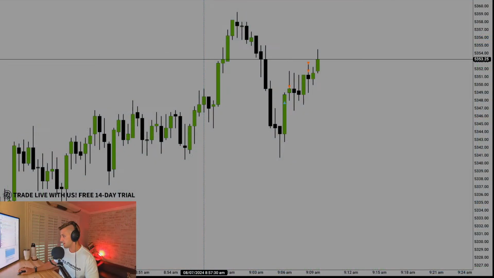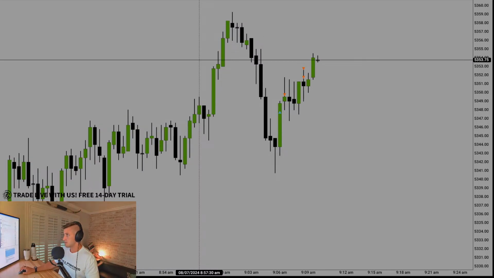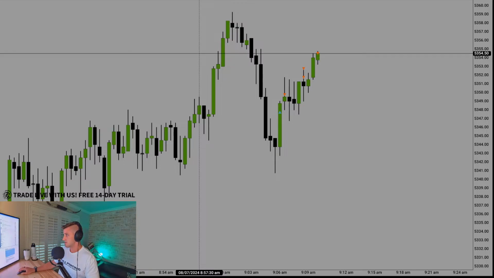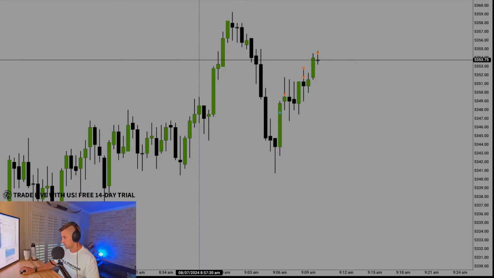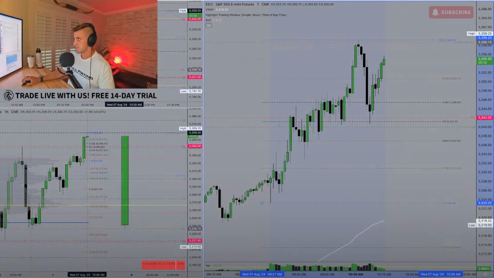Did have to sample some of that ES personally. That was a little too clean to pass on. Took a little more off there. See if we could grab the highs here on ES. 10 points on that NQ spring. We'll take it. We'll take those. Good work.